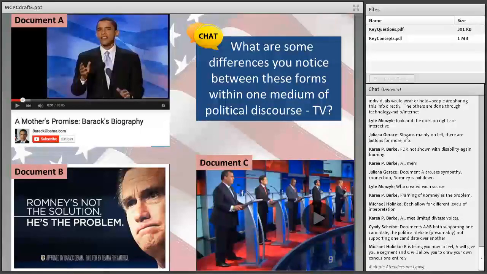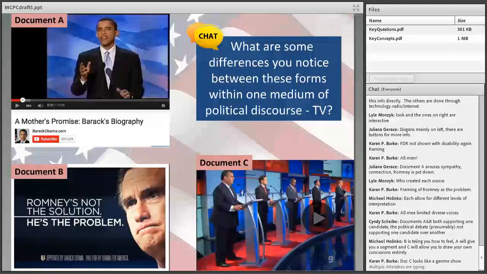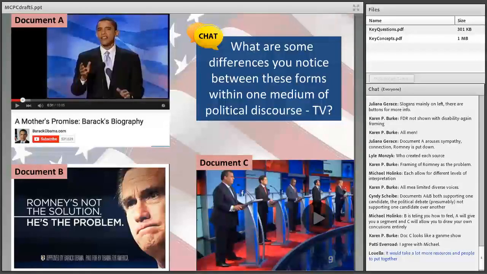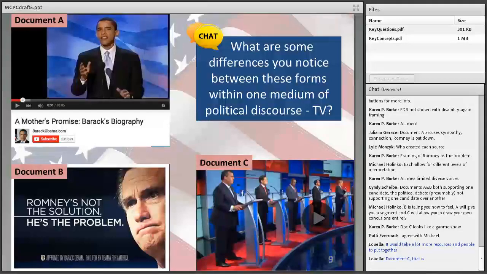Cindy's talking about the fact that certain documents, A and B, were created by particular campaigns to lift up or put down an adversary, whereas C is more generally inviting the voices of multiple different candidates. Document C looks like a game show. This is an interesting discussion. So how people set up the dais, what's the intention behind the actual setup of the debate? Really interesting.